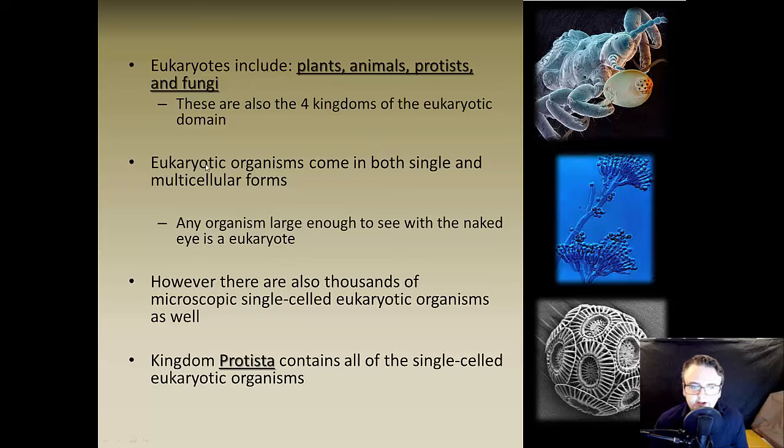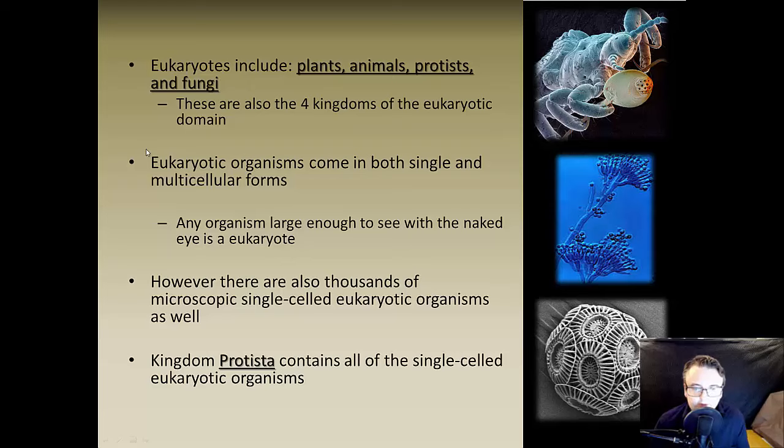When it comes to eukaryotes, if you see it with the naked eye, such as an animal or a large plant, then it would be a eukaryote. So all macroscopic organisms are eukaryotes in multicellular form. But then there are also single-celled versions of eukaryotes as well. So the microscopic world is made up of both prokaryotic and eukaryotic organisms.